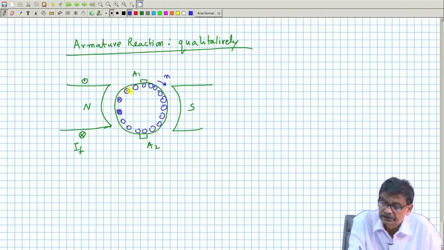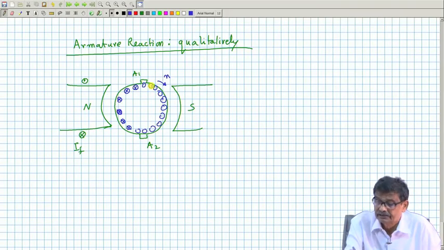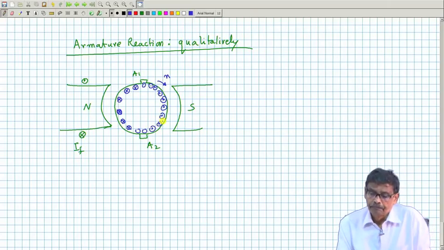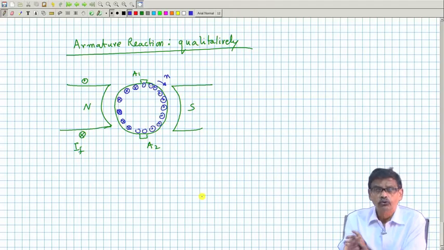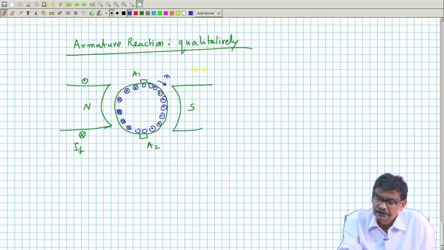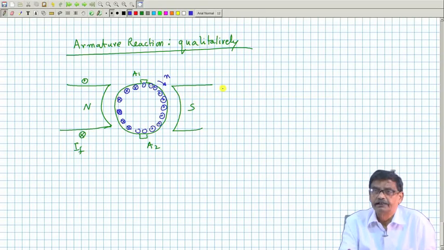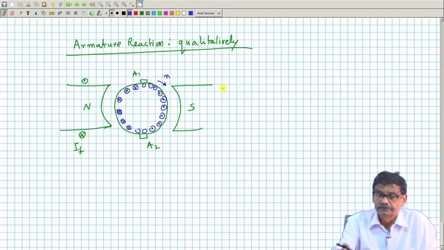All these conductors under the purview of the north pole will have a cross, and obviously the other side will have a dot. Like that the field will be. We know this, many times we have discussed. Under no load condition, what will be the generated voltage? PZ by A, phi into n, across the brushes.